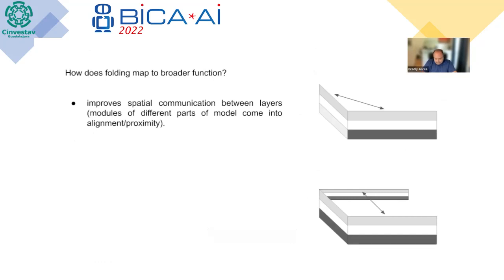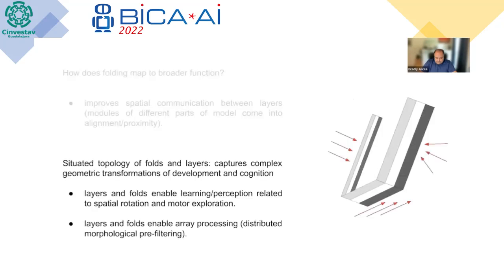So how does folding map to broader function? This folding isn't just trivial. It actually does a number of things. The first is that it improves spatial communication between the layers. So modules of different parts, say in one layer or another, come into alignment or proximity. And as this model folds twice, one side of the model comes into closer proximity to the other side. And so you can have connections form and things like that.